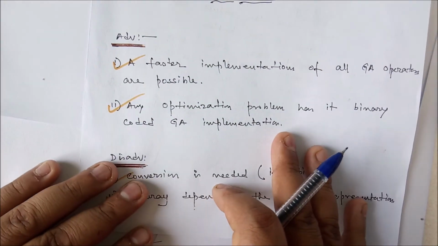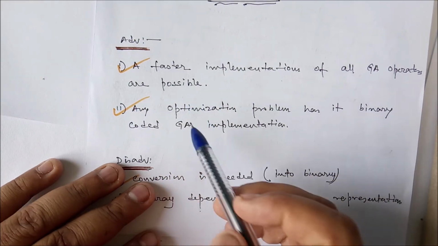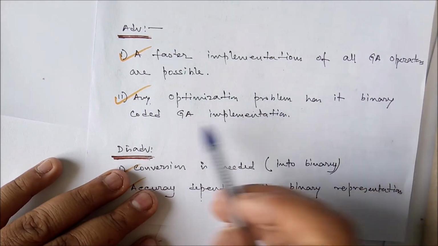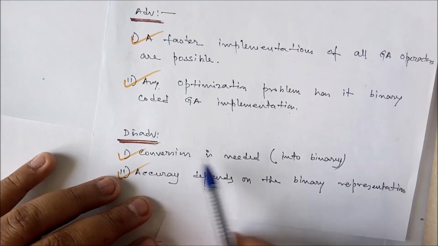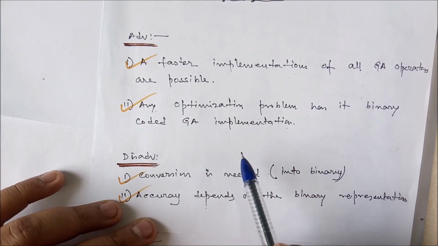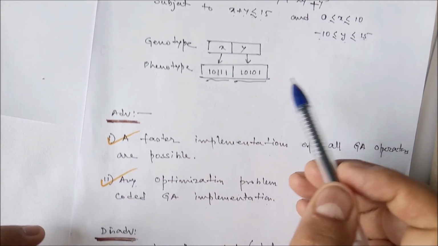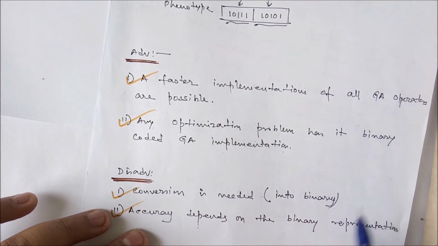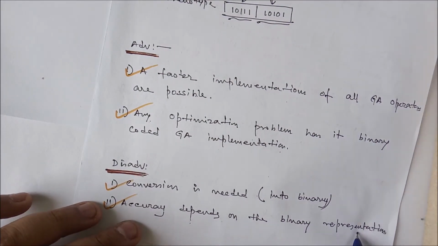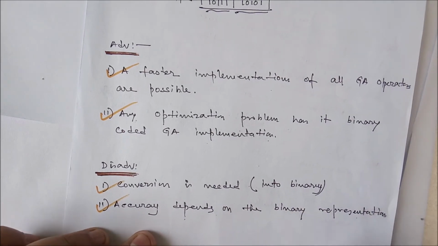Okay, so advantages of binary encoding: a faster implementation of all GA operators is possible. Any optimization problem has its binary coded GA implementation. Now the disadvantage is that conversion is needed. Definitely we have to convert the particular value into the binary value, and for the solution you have to reconvert from binary to decimal and so on. And accuracy depends on the binary representation. If you take more bits, that means we are increasing the accuracy of the problem.